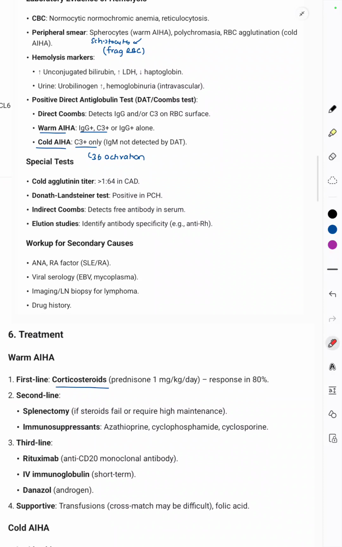Then the indirect Coombs test detects the free antibody in the serum. So the indirect Coombs test is better as compared to the direct Coombs test. Donath-Landsteiner antibodies are present in paroxysmal cold hemoglobinuria.